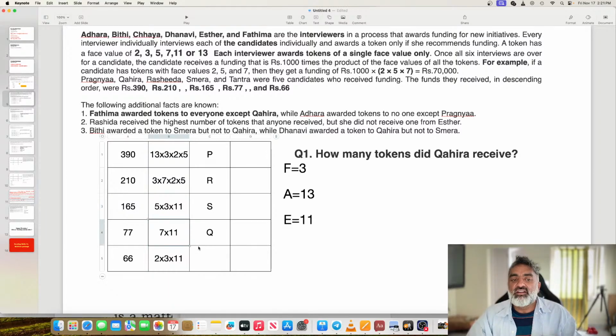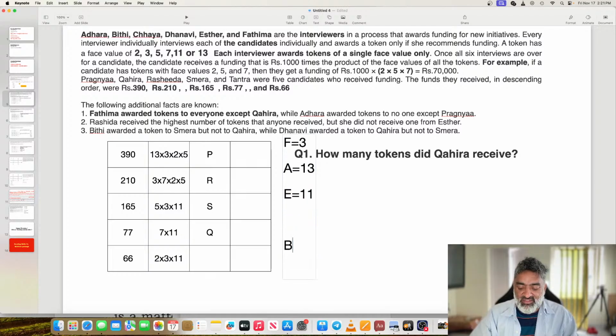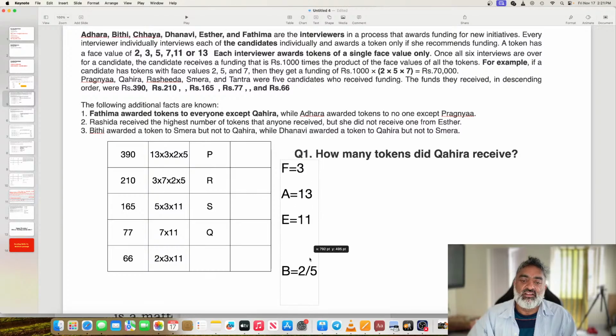But this is where I have to pay careful attention. I could also have a story where Bithi is 2. So let me just throw it on the screen. So far, I'm saying Bithi can be 2 or 5. That's the crux of the story. That's the point that I'm trying to make.